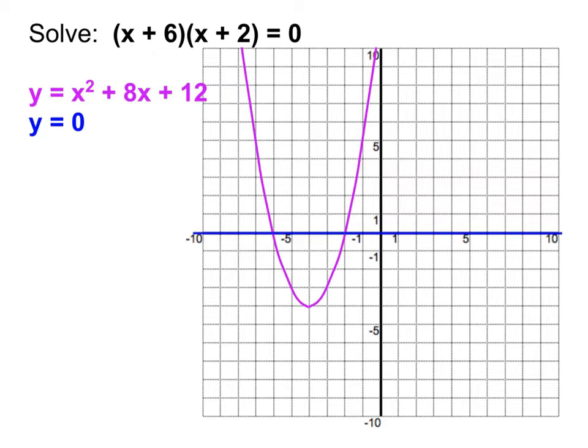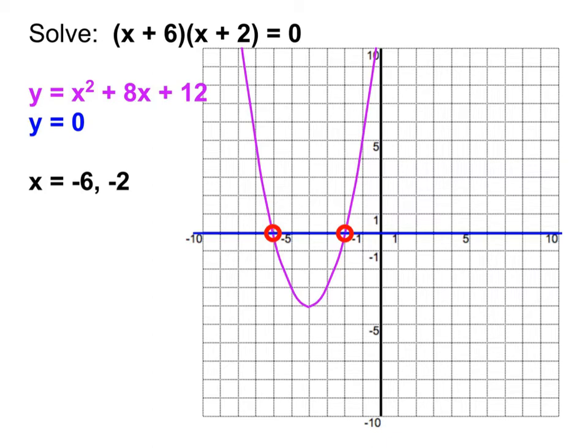And then we solve. In this case, do I need to worry about including the y values? No, because again, my original equation up here did not have a y value in it. It only had the x's in it, so my answer will just be the x's as well. So in this case, we get x equals negative 6 and negative 2.